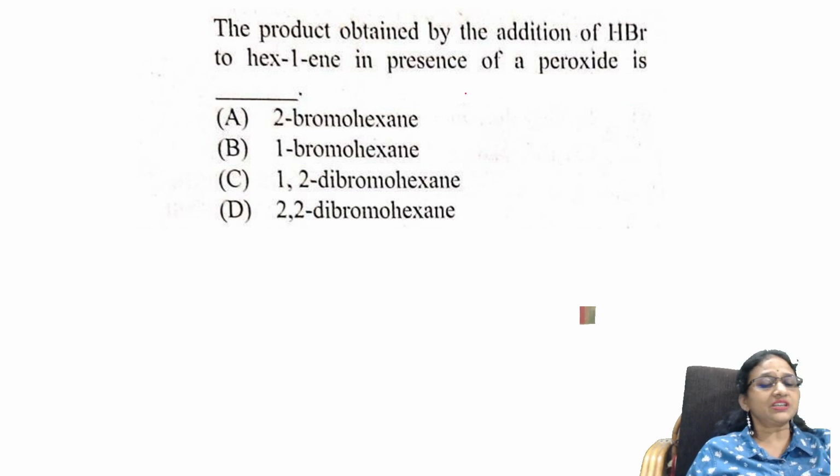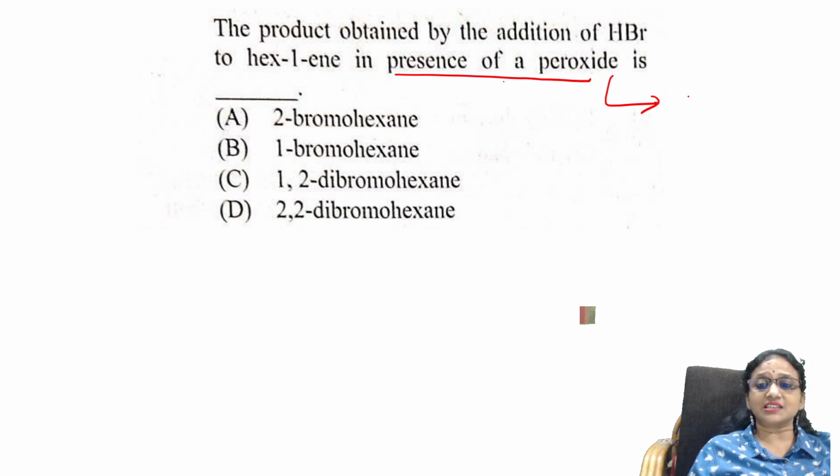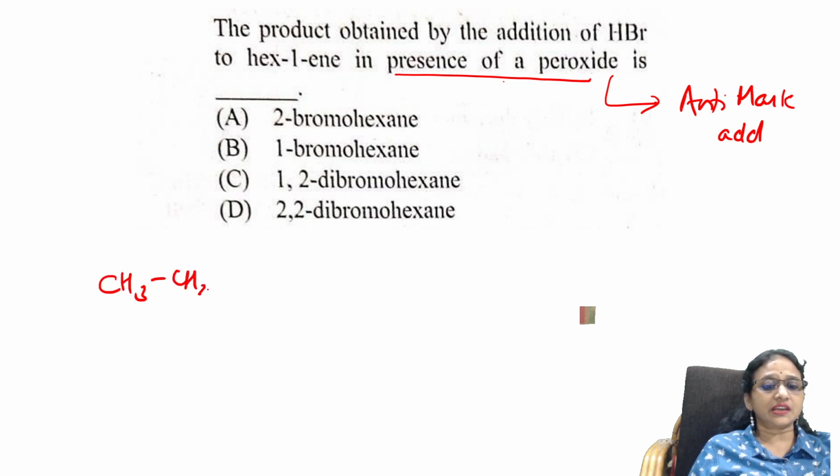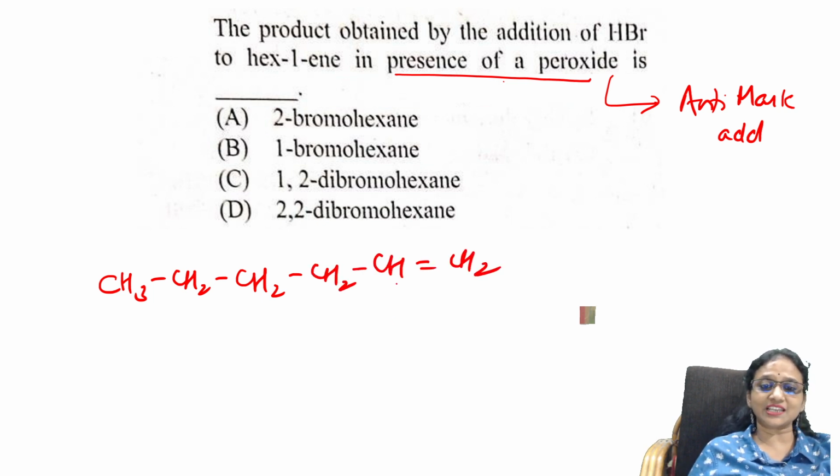The product obtained by the addition of HBr to hex-1-ene. Okay, see here, in the presence of peroxide. They said this, that's why it is nothing but anti-Markovnikov addition. Let's take the compound hex-1-ene. One is this, second carbon, third carbon, fourth carbon, fifth carbon, and ene. This is hex-1-ene.